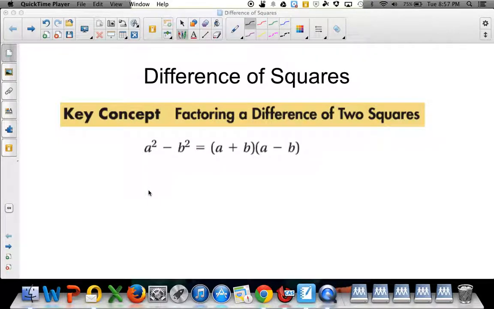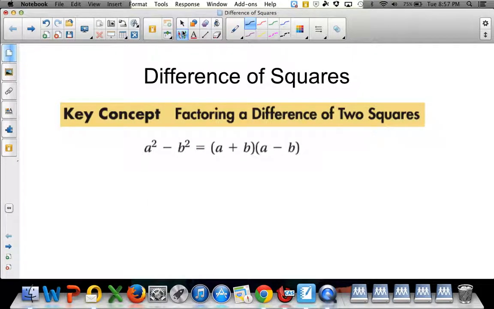Good morning, class. Today we're going to work on factoring difference of squares. This is the formula that you need to write down so that you know how to factor difference of squares, or difference of two squares. It's a little bit different than how we find the greatest common factor, but it's not that difficult. The best way to explain it is just by showing some examples.